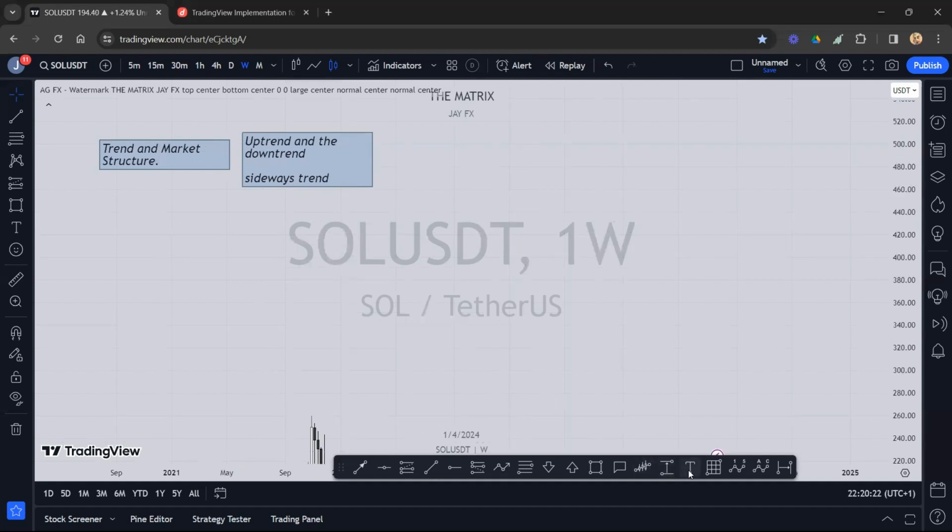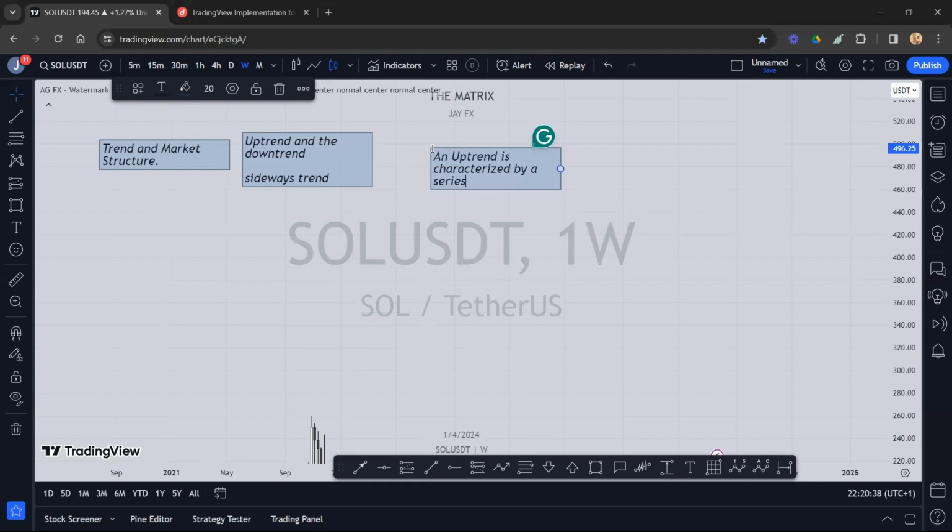So what is an uptrend? All right, so an uptrend is characterized by a series of higher highs and higher lows. An uptrend is characterized by a series of higher highs and higher lows. Now, what do I mean by higher highs and higher lows?